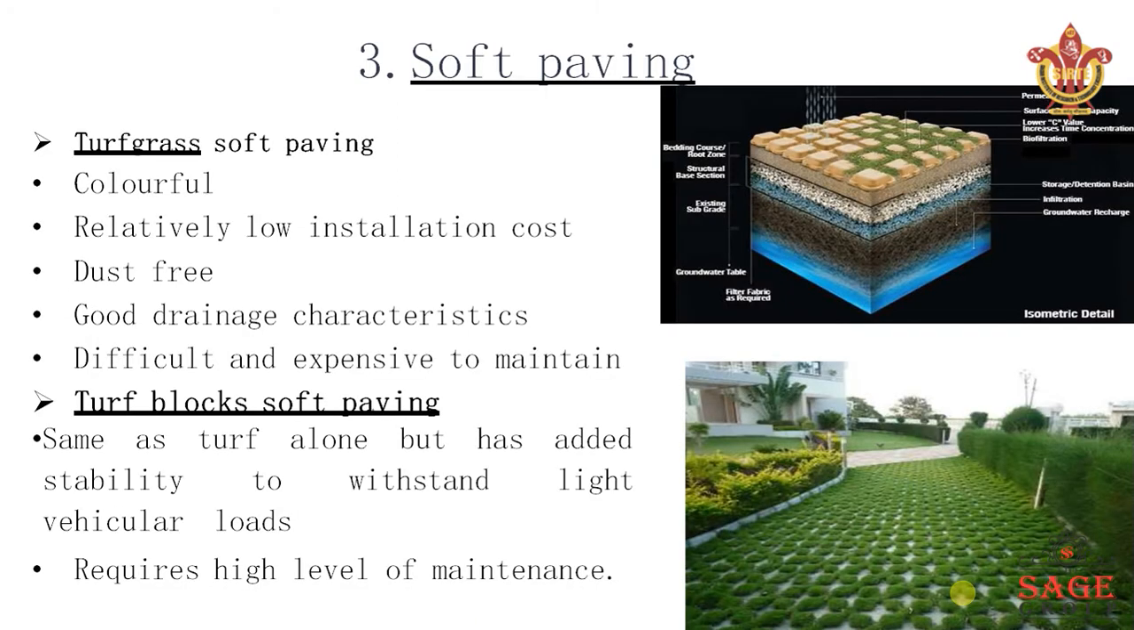The last one is soft paving. An example of soft paving is turf grass. It is colorful, has a relatively low installation cost, is dust free and has good drainage characteristics, but is difficult and expensive to maintain. Then we have turf blocks, same as turf alone but with added stability to withstand light vehicular loads. But it also requires a high level of maintenance.